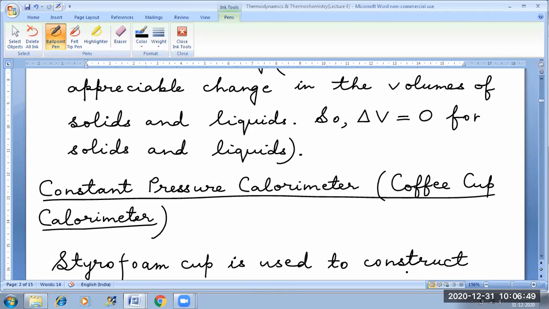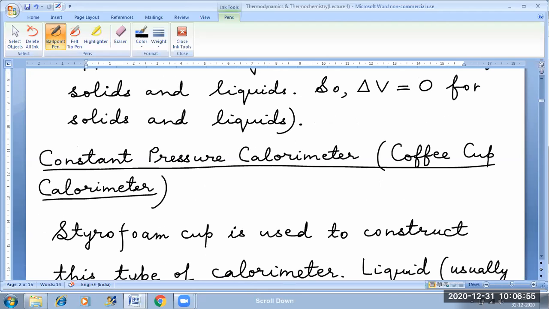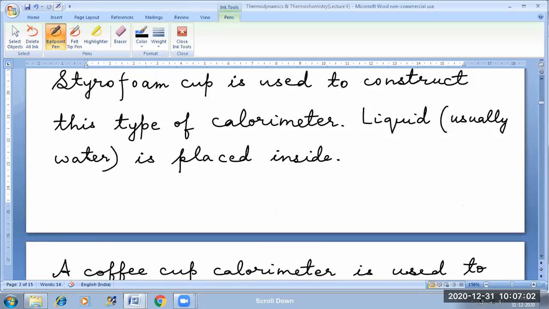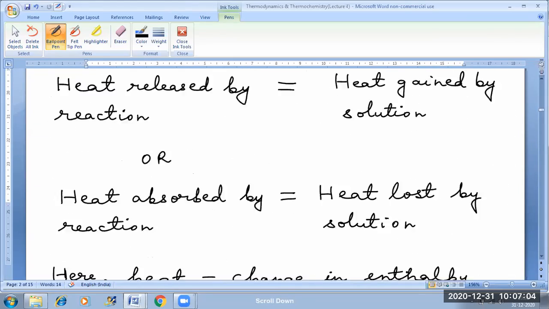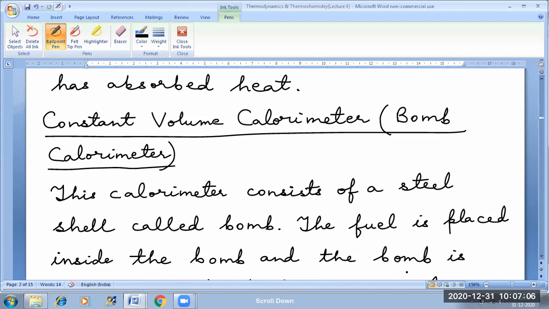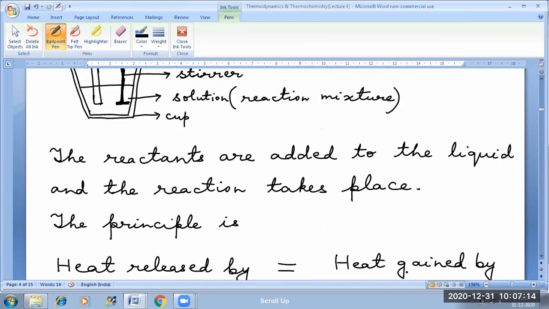Now there are two types of calorimeter. In NCERT, the constant pressure calorimeter, or coffee cup calorimeter, is not given. But the second type of calorimeter is given, that is the bomb calorimeter. Questions are usually based on the bomb calorimeter in the exams. But yes, you should know the meaning of the coffee cup calorimeter also.